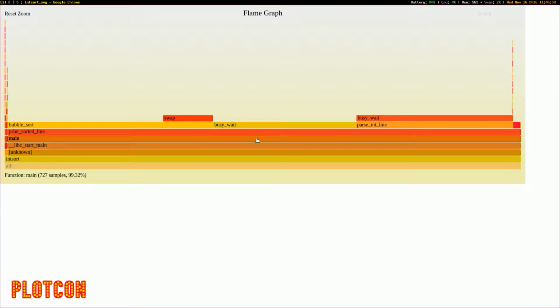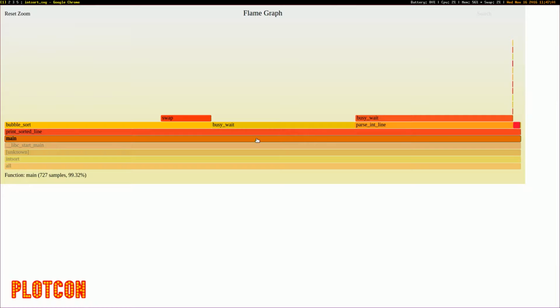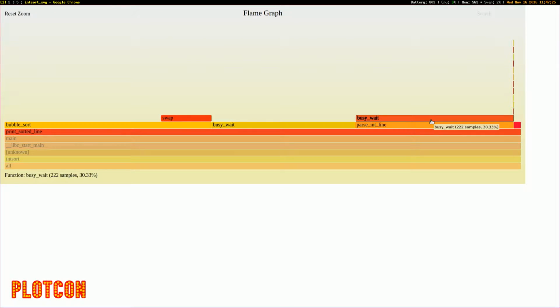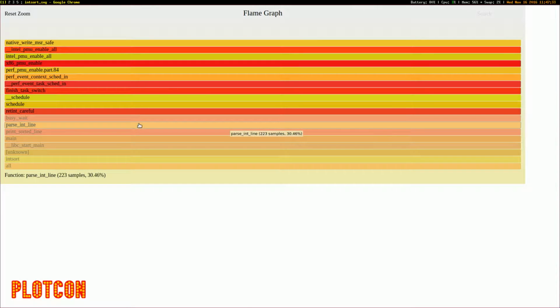The part that we're really interested in is the stuff above main. We basically spent all of our time in main and print sorted line, and above print sorted line is where we start to get some interesting information. We spent a little less than half the time in bubble sort, of which about another quarter was in swap. We spent 26% of our time busy waiting, which maybe wasn't the best algorithmic design, and another 26% or 30% of our time busy waiting in parse int line. Then there's a little call stack over here, which might have been catching a printf. I have no idea what that was. Oh, it's a task switch, so we got context switched out again.